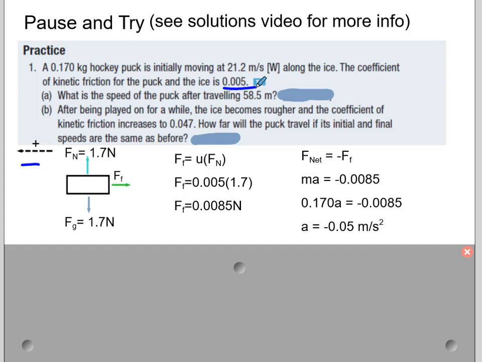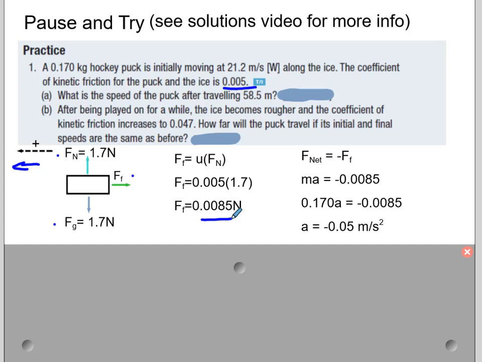What is the speed of the puck after traveling 58.5 meters? Okay, so I drew my free body diagram. So I have my normal force and my gravitational force. The puck is not coming off the ice, so those are going to be in equilibrium. The puck is moving to the left or to the west, which means my friction force is going in the opposite direction and opposing. I do a quick calculation using my friction force and coefficient equation. Okay, so I plug in 0.005, 1.7 newtons, and I come up with a friction force of 0.0085. So that's a really small force, which we expected because we're on ice.